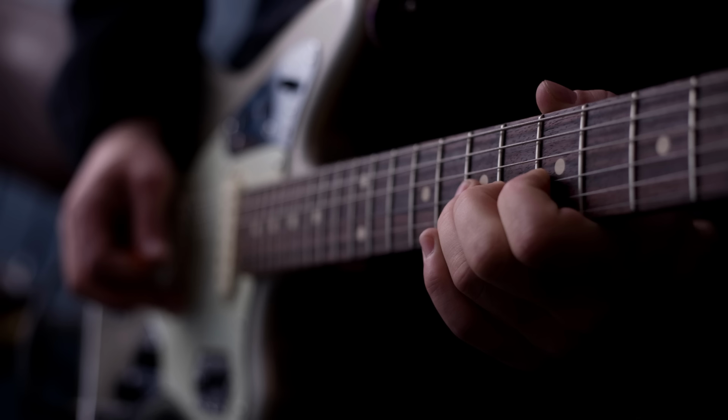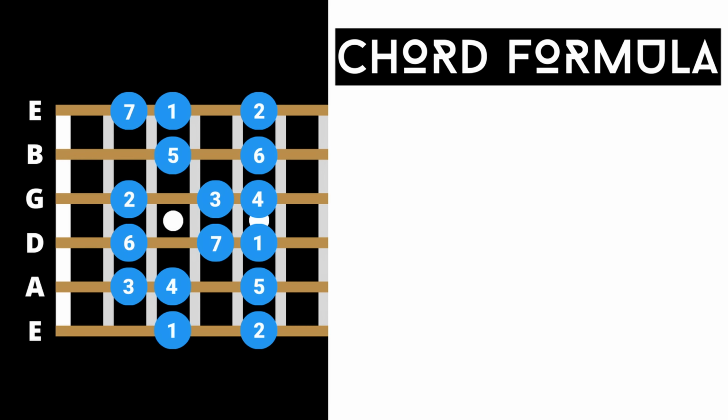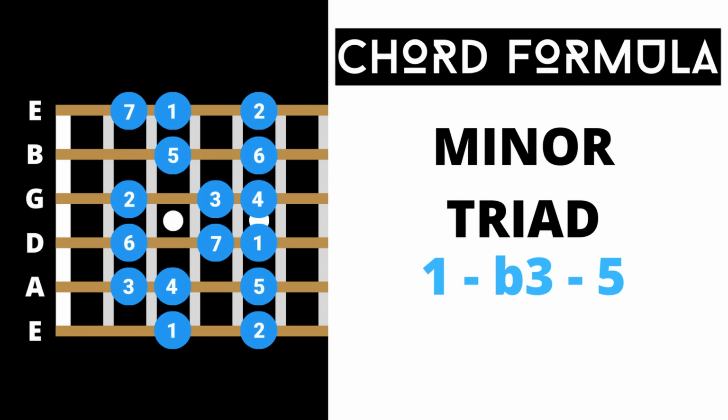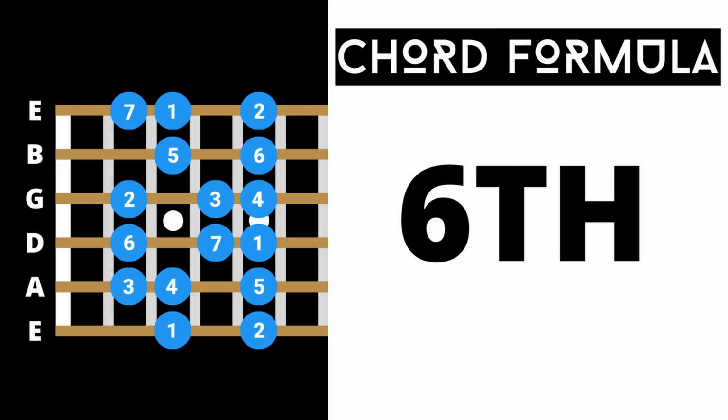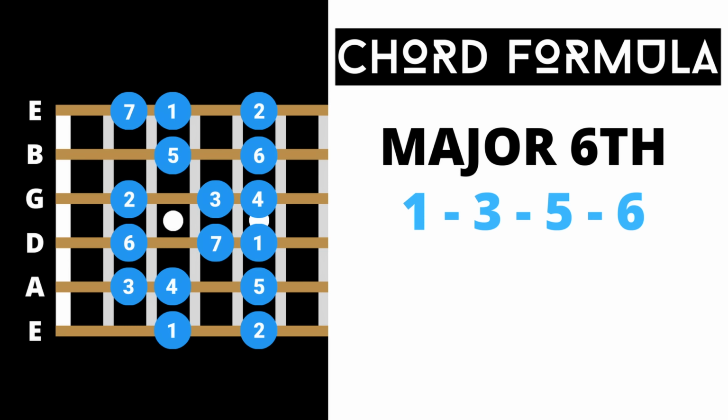Now let's move away from triads and explore the next chord type, 6th chords. The easiest way to look at 6 chords is to see them as a simple major or minor triad with a 6 on top. For example, our major 6 chord has the scale degrees 1, 3, 5, and 6. So this is simply a major triad with the 6th degree of the major scale added.